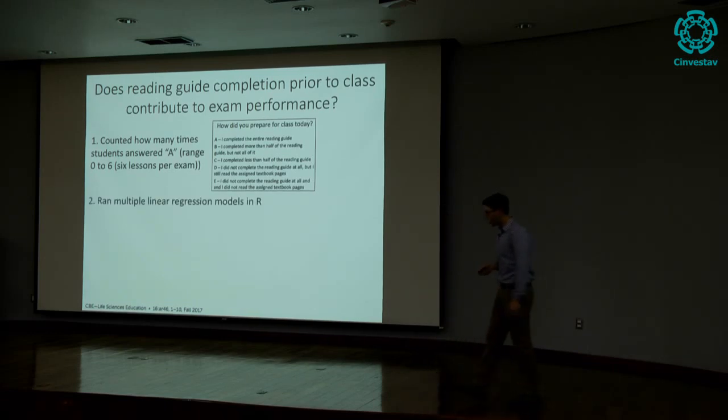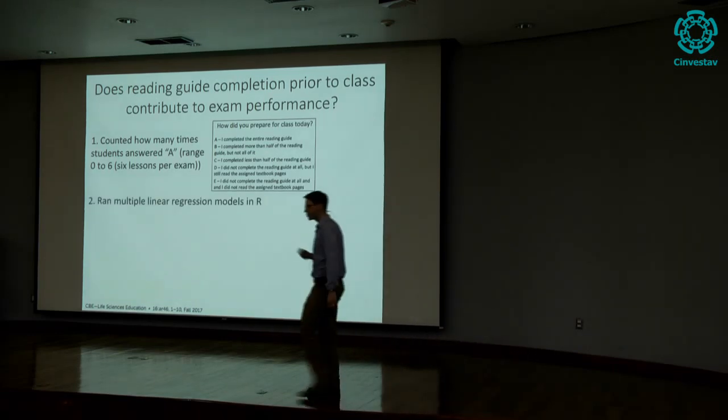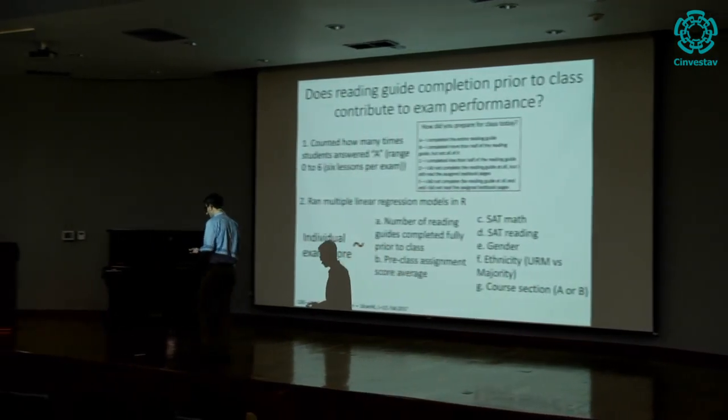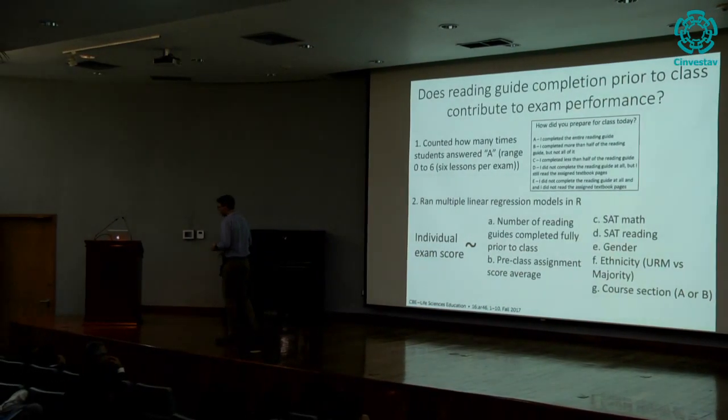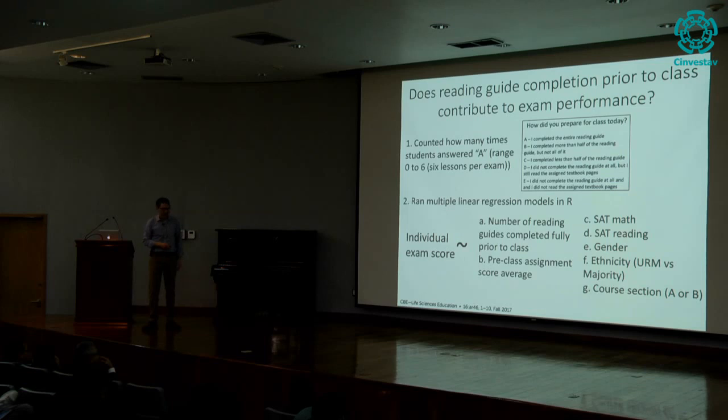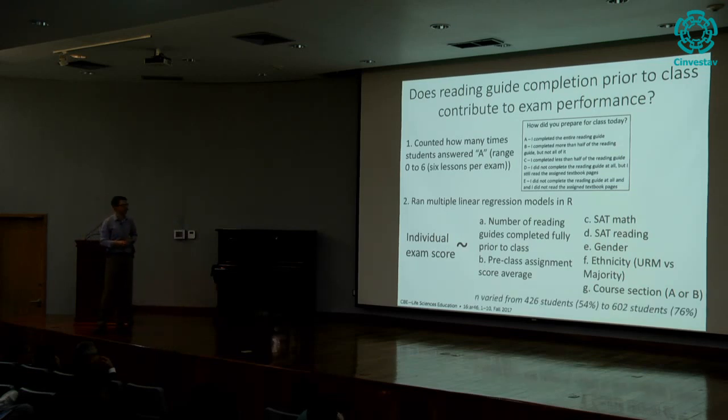And then using R, I did multiple linear regression, which controls for a bunch of demographic factors, including your ethnicity, gender, aptitude based on SAT scores, what section of the course you were in, all these different things. And this allows you to make a more accurate characterization of how many reading guides you did actually contributed to your exam score.